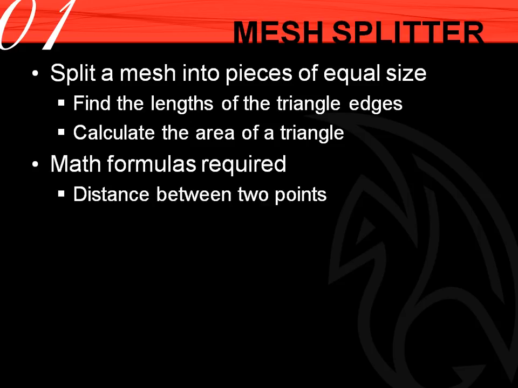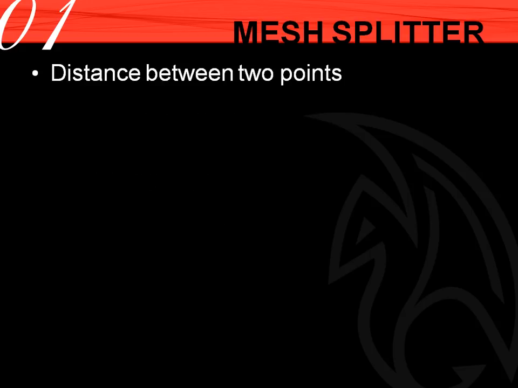One of them is going to be the distance between 2 points. That's going to be the length of our edge. Since edges are made up of points, the distance between those 2 points should essentially give us the length of that edge. And then finally, a formula for the area of a triangle. So let's start off with distance between 2 points.